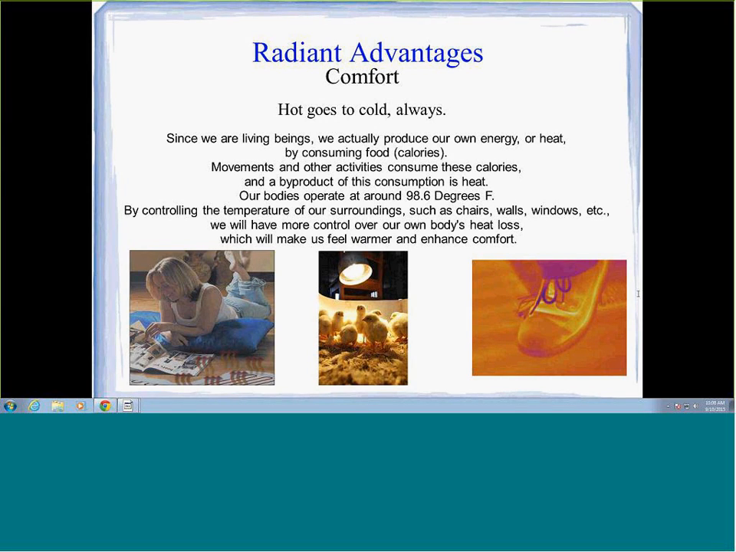Humans are 98.6 degrees, and anytime that temperature is below that 98.6, we're losing heat to our surroundings. So the more even we can keep the heat around our body, the more comfortable we'll be and the more efficient the heating system is.